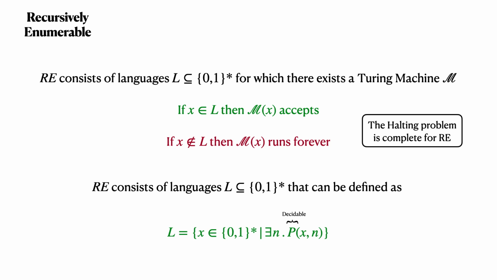There is a second characterization for classes in the arithmetical hierarchy that uses alternating quantifiers and decidable predicates. In this characterization, L is an RE language if there exists a decidable predicate P such that X is in the language if and only if there exists an N such that P evaluated on X and N is true. Here, by a decidable predicate, we just mean that there is an algorithm that evaluates P on every possible input pair.